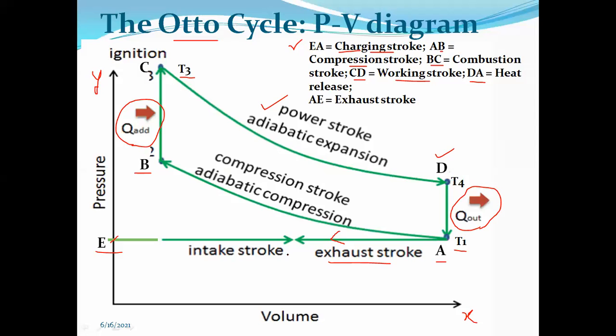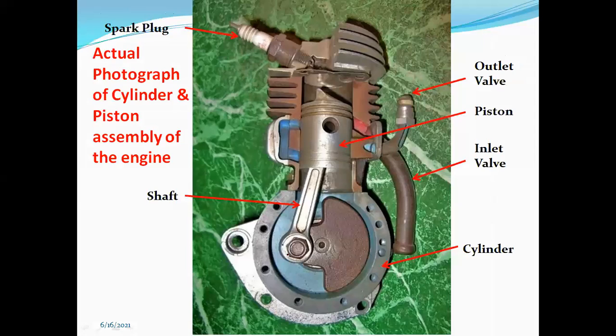After this cycle, this is the actual photograph of the engine. In this case, this is the spark plug which is visible to you. This is the actual photograph of the cylinder and piston assembly. This is the shaft at the center. This is the outlet valve. Then at the center, this is the piston. Then at the back side of this engine is the inlet valve, and this is the cylinder.